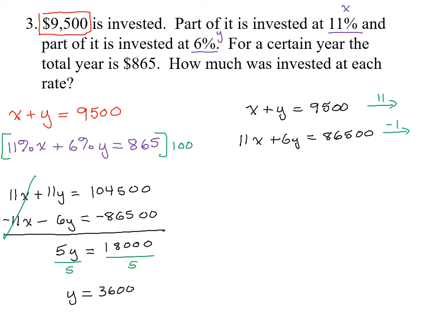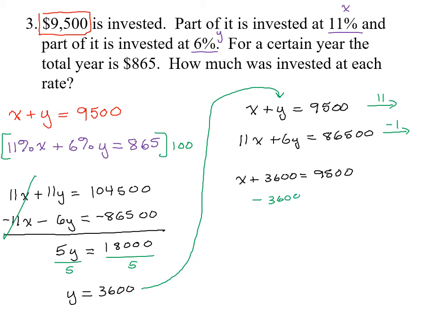Plug that 3,600 back in for the y, and we would have x plus 3,600 equals 9,500, and we'll just subtract the 3,600 from both sides. So if you did 9,500 minus 3,600, you would have 5,900.